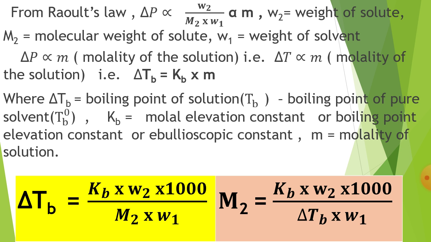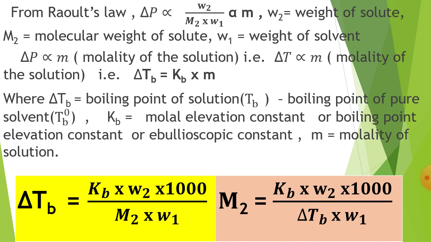M is equal to the molality of the solution. Molality is a temperature independent quantity because it involves mass. So now we can write the formula and also use it in the examinations. Derivation is not required; to understand where this formula came from, I have explained this. You only have to learn this formula: Delta Tb equals Kb multiplied by W2 into 1000 divided by M2 into W1.